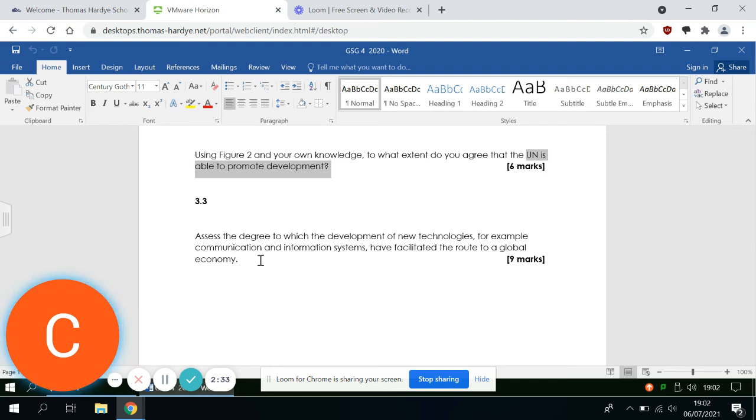So actually you need to start the answer by talking about how new technologies such as the internet, for example, new communication devices have allowed the economy to become global. So how has money and the economy become existent at the global level as a result of these technologies? But then also, because you're assessing, your answer could be either how those technologies have limited the facilitation of the route to a global economy, or indeed how other things that have been developed have equally contributed to the road that we have travelled to a global economy.